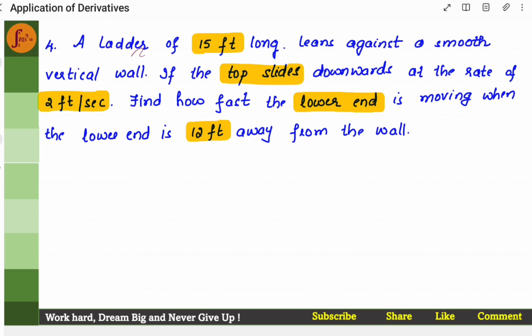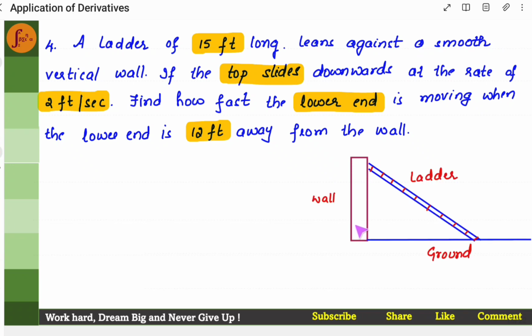Let's take another example where a ladder of 15 feet long leans against a smooth vertical wall. So there is a ladder. Let's assume this is the wall. This is the ladder which is leaning on the wall. Then we have the ground, right? The ladder is 15 feet long.